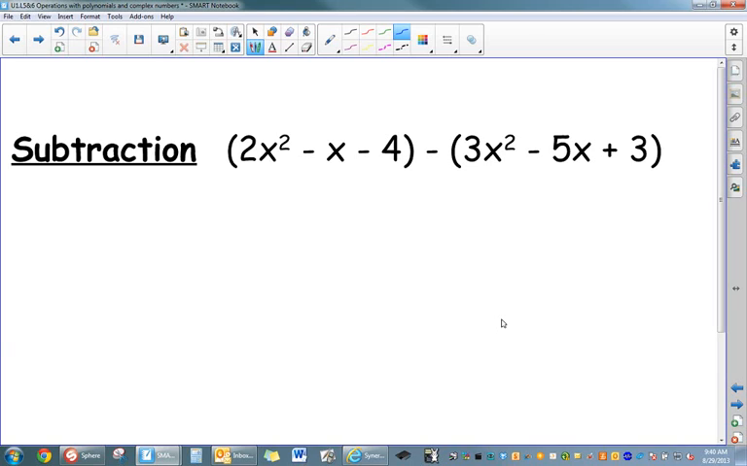Do one. Who mumbled that? What did you just say? You have to distribute the negative sign to everything within the parentheses. You have to distribute the negative sign to the positive 3, to the negative 5, and to the positive 3.